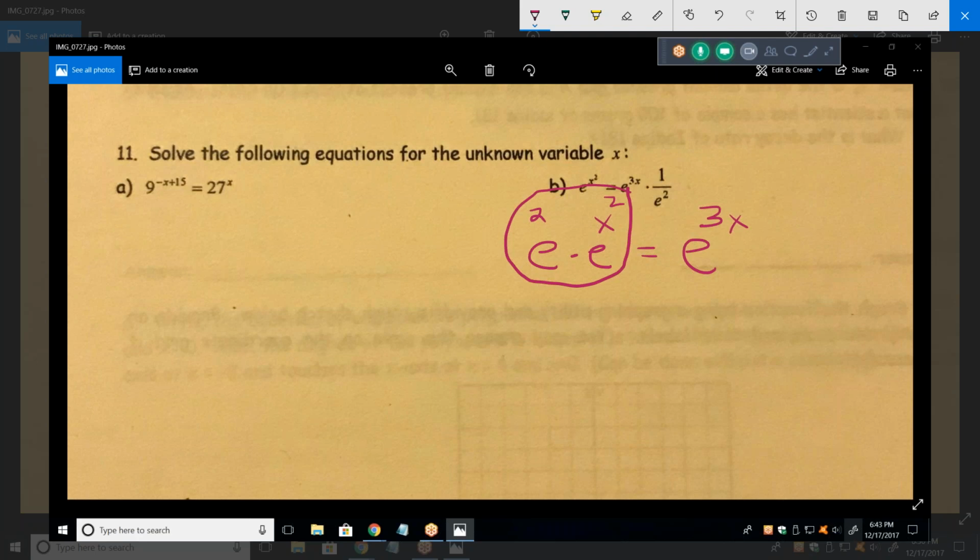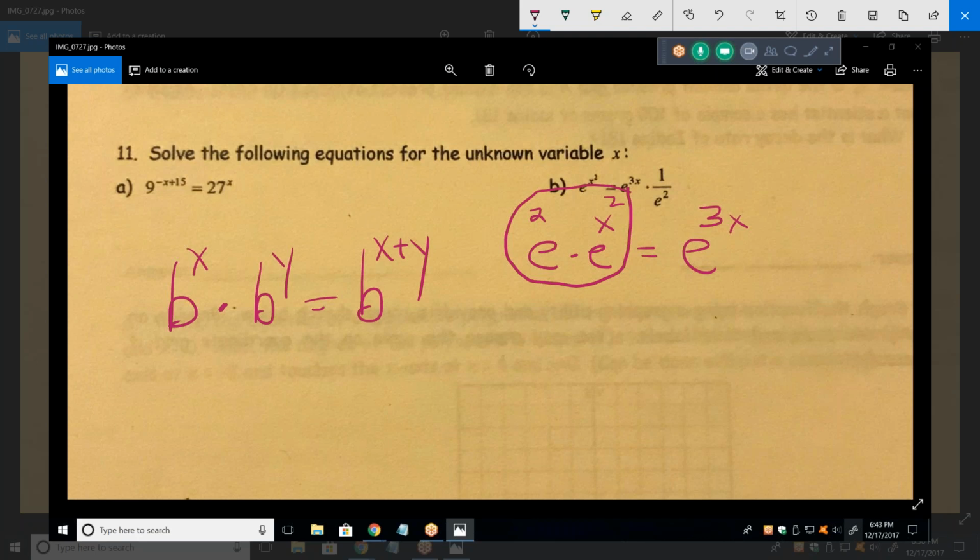When I am multiplying the bases, what do I do with the exponents? You add them. This is what we're talking about: b to the x times b to the y is equal to b to the x plus y. These are the same rules for logarithms, kind of in reverse.